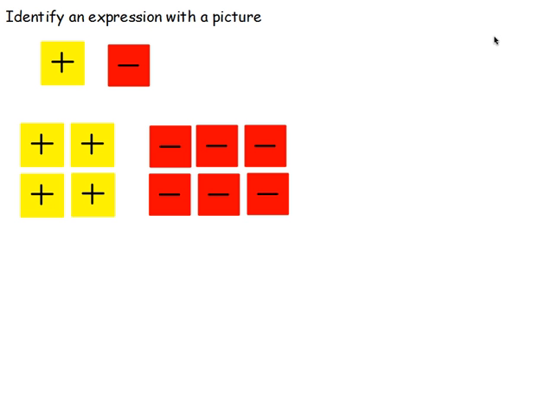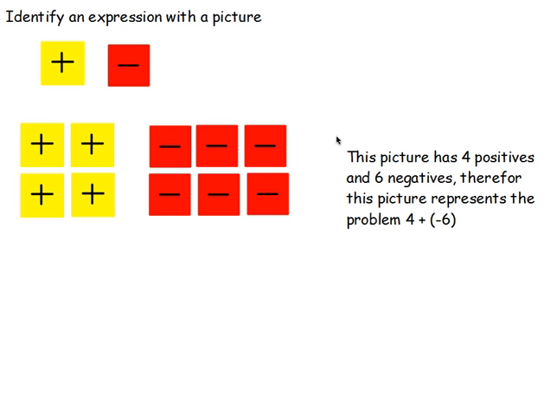Now if I look at this, sometimes they're going to give you an equation that's represented with a picture, and they're going to ask you to solve it. So in this one, I have 4 positives, 1, 2, 3, 4, and 6 negatives, 1, 2, 3, 4, 5, 6. So if I was to write out a statement for this, I would say this picture has 4 positives and 6 negatives, therefore this picture represents the problem 4 plus negative 6.